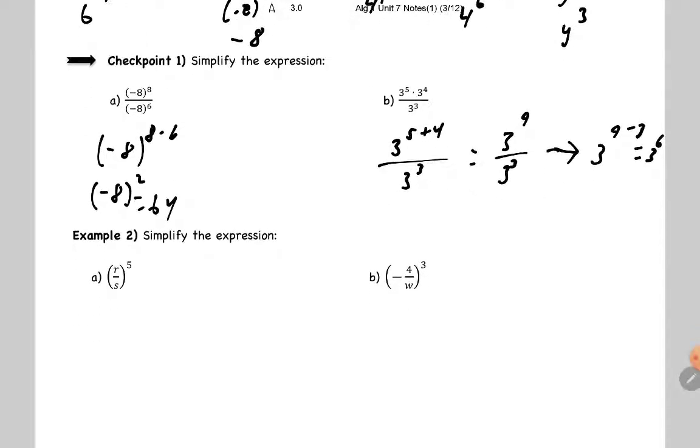Part A, r over s to the 5th. Okay, so we're just going to distribute the 5th power here. So that's r to the 5th over s to the 5th. That's it.